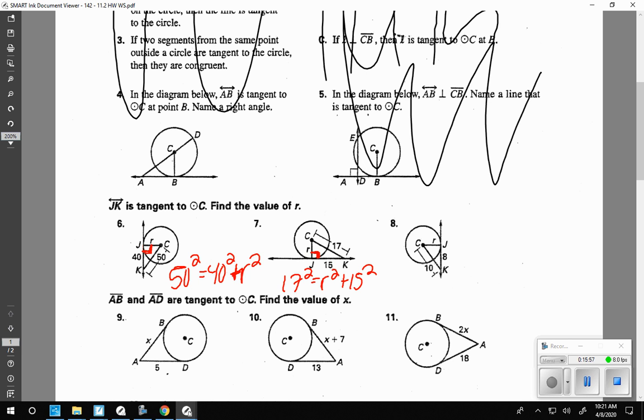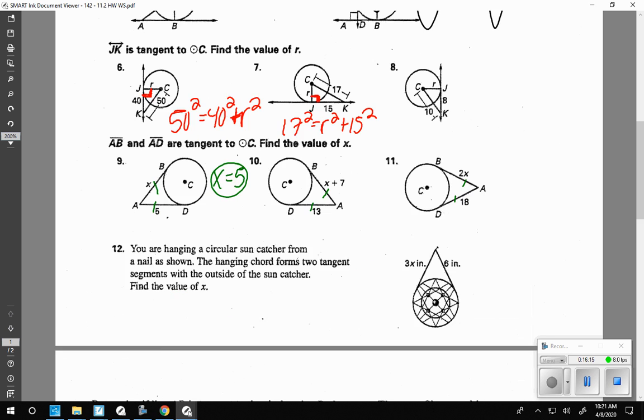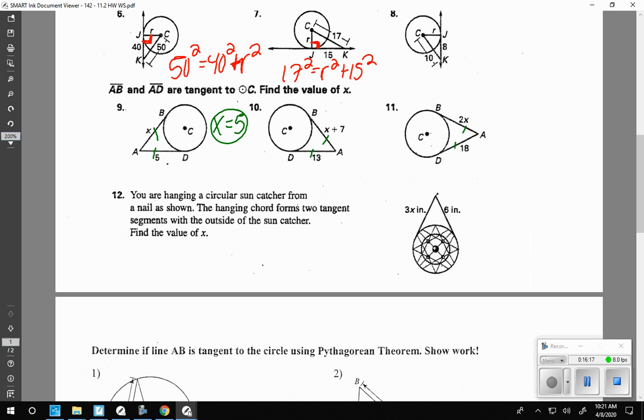And you can do number 8. Number 9, they're both tangent to circle C, which means that these are congruent, so you can just set them equal. And we're done. Same thing, these are congruent, so you're going to set them equal. And 11, same thing, these are congruent, so you can set them equal. So that part's pretty quick. Same thing here. These are tangent, so they're congruent, so you can set these equal to each other.